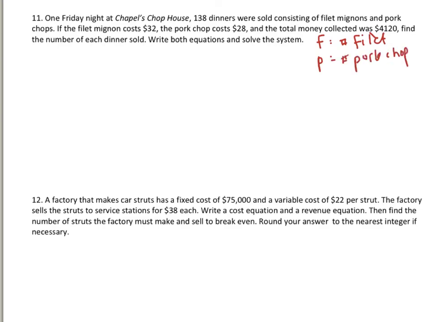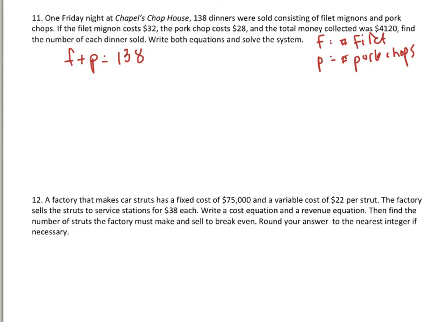So what you have here is a total number of 138 dinners sold. You've got a set number of fillets sold and a set number of pork chops sold, and altogether there are 138 dinners. So my first equation is actually easy. It has nothing to do with money. It has to do with the number of total dinners sold. So my first equation is F plus P equals 138. Like I said, keep the money with the money and the other parts with the other parts, and most of the problems can be solved in this manner.